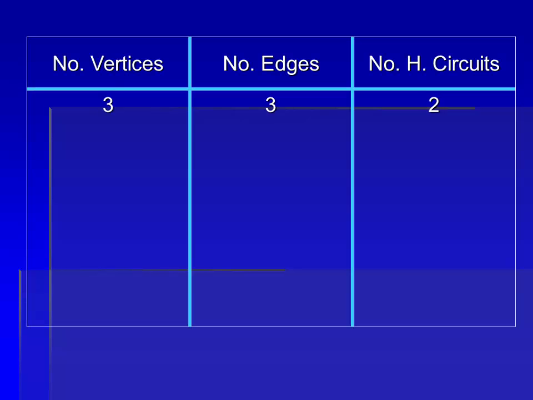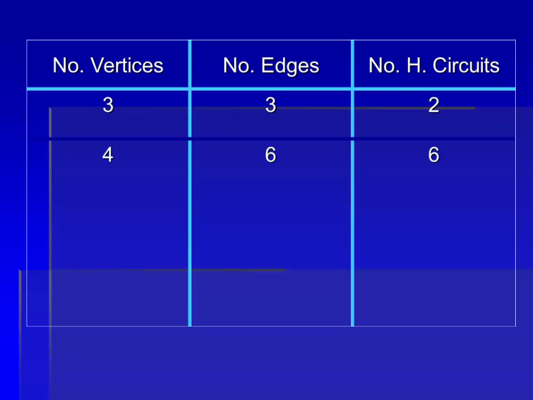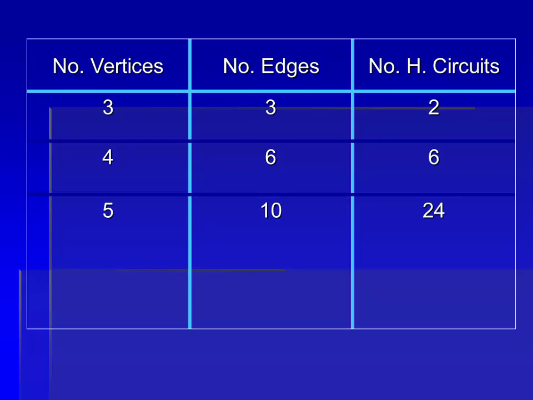Well, we had 3 vertices, and the complete graph had 3 edges. And then we had 2 circuits. For the graph with 4 vertices, we have 6 edges and 6 circuits. For the graph with 5 vertices, we had 10 edges and 24 circuits.